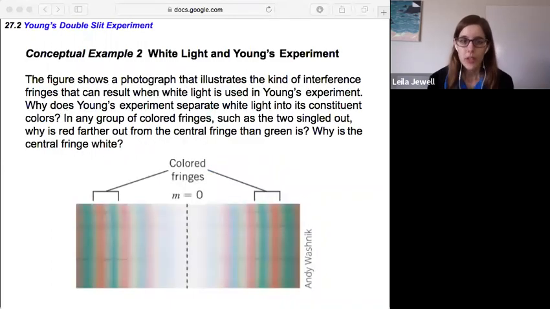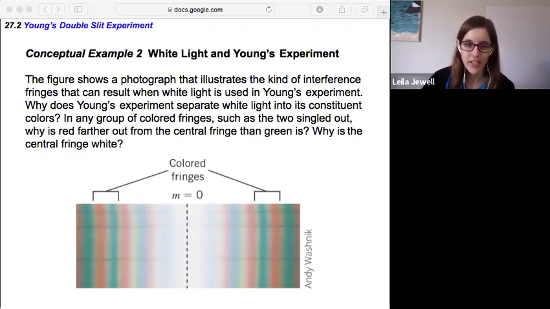Now let's finish with a conceptual example, white light and Young's experiment. The figure here shows an actual photograph of the experiment someone did. It illustrates the kind of interference fringes that can result when white light is used in Young's experiment, the double slit experiment. Why does Young's experiment separate white light into its constituent colors? In any group of colored fringes, such as the two singled out, why is the red farther out from the central fringe than green is? Why is the central fringe white? These are some really important questions here, so I encourage you to pause and think about it for a moment.